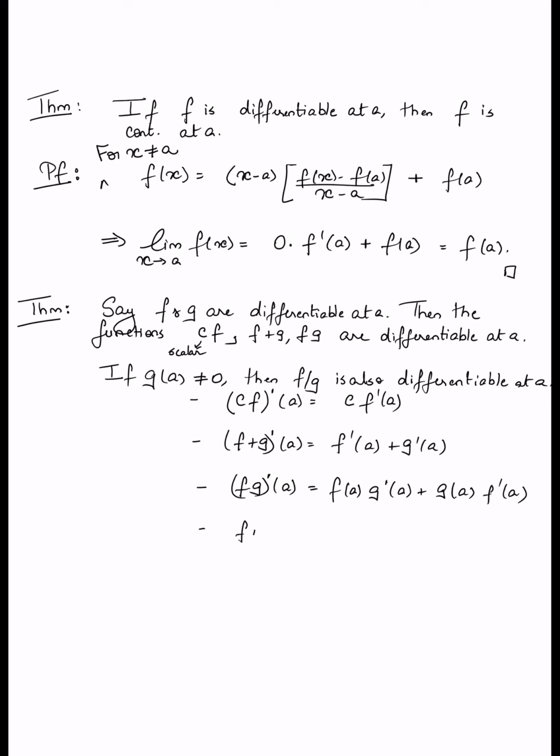And finally, if you look at the quotient rule, this is the derivative of f by g at a, and of course we are only talking about this when g of a is not equal to 0, as written above. In this case, the derivative of f by g at a is given by g of a times f prime a minus f of a times g prime a, divided by the square of g at a. Okay, so this is basically just how derivatives behave when you add differentiable functions, multiply them, divide them, or for that matter multiply them with a scalar.